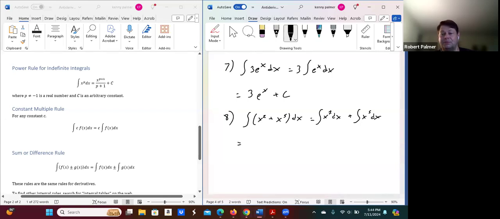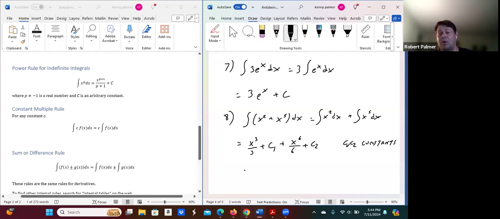Now, our power rule says that x squared is going to be raise the power by 1, x cubed, and then put the new power down here, plus c. And then for the second part, x to the 5th is going to be x to the 6th over 6 plus, let's call it d, where c and d are constants. Okay, or actually, let me call them something different. Call them C1 and C2, where C1, C2 are both constants.